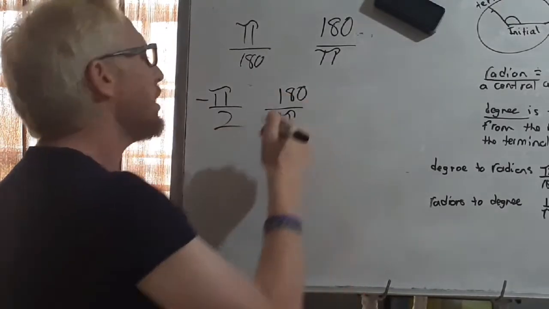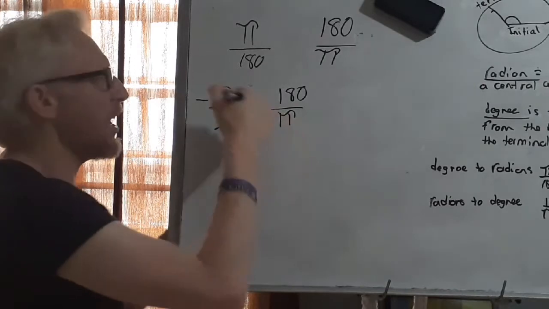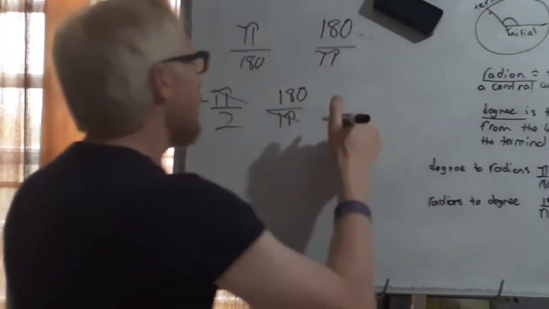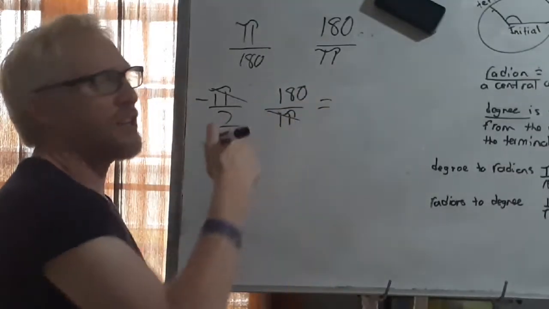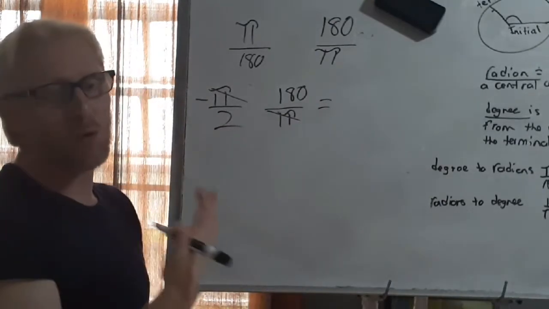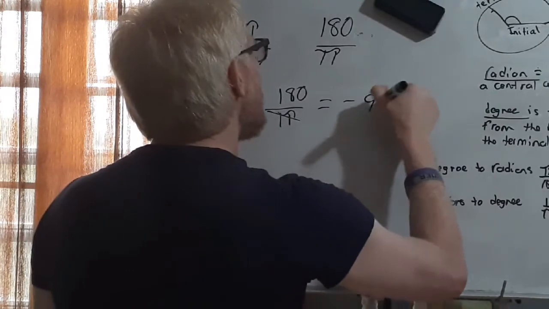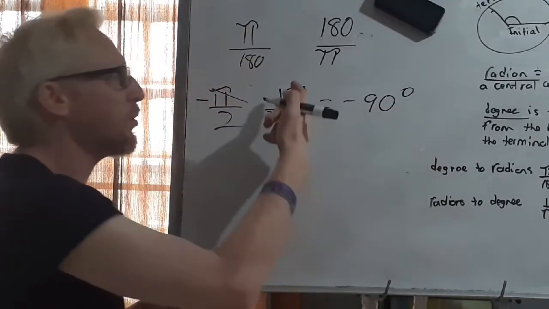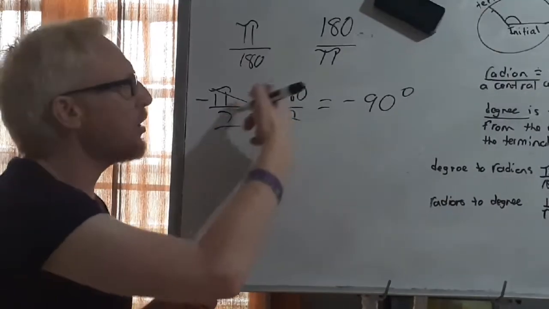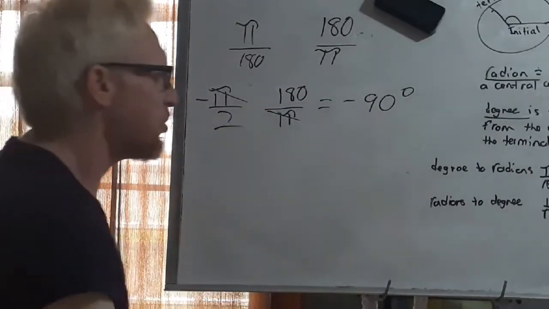What's going to happen is that the pi's are going to cancel each other out, and I can also cross cancel 180 by 2. 180 divided by 2 is 90, so that would be negative 90 degrees. What I did here is cross cancel: 2 divided by 2 is 1, 180 divided by 2 is 90, and that's my answer.